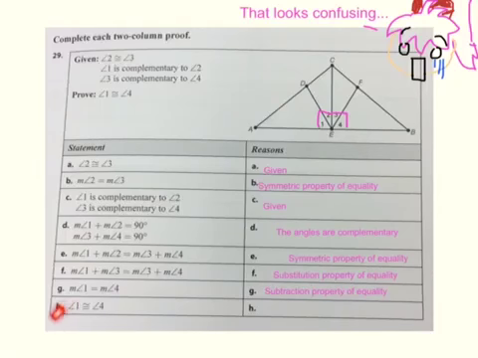So this last one, angle 1 is congruent to angle 4, which means it is pretty much the same thing as this one. This one is not given though, but they are symmetric. We have found out that they are symmetric, so we would just be using the symmetric property of equality.